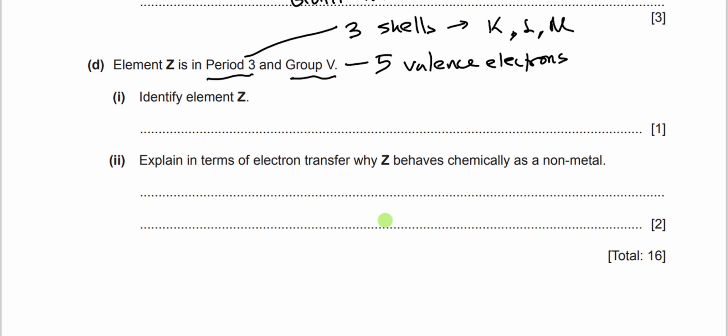So from here now, we can say that the electronic configuration of element Z will be 2, since it has 3 shells, which means the first 2 are completely filled. 2, then 8, then the third one is 5, and that's element 15. Atomic number 15. So if you go to your periodic table, you'll see that the element with atomic number 15 is phosphorus.